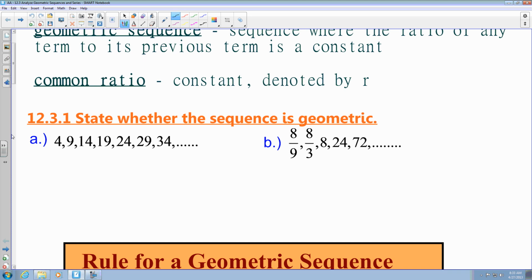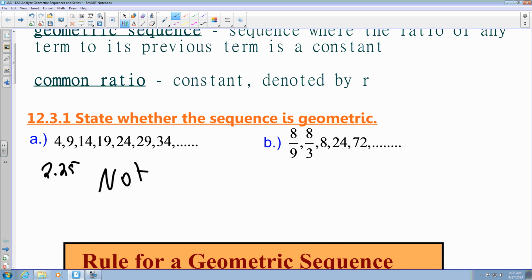So the only way that works out is we have to take a look at the first values that they're given to us. So here for A we have 4, 9, 14, 19, 24, 29, 34. The way to find out if it's geometric, first thing I have to do is take 9 divided by 4. Well, 9 divided by 4 is 2.25. The only way that this is going to be a geometric sequence is if I take 14 divided by 9, I get 1.5 repeating. And since they're not the same, I can say that this is not a geometric sequence.